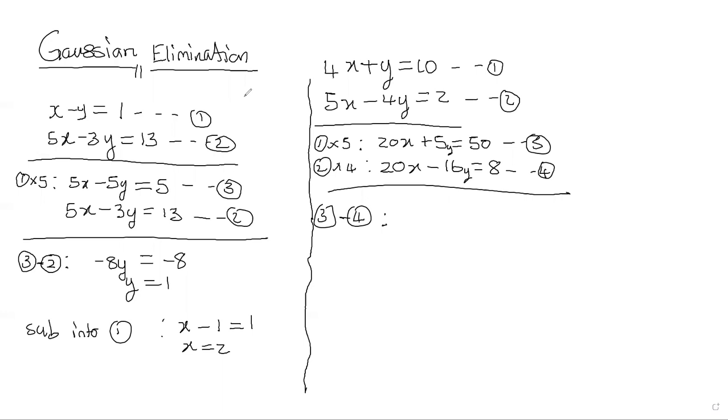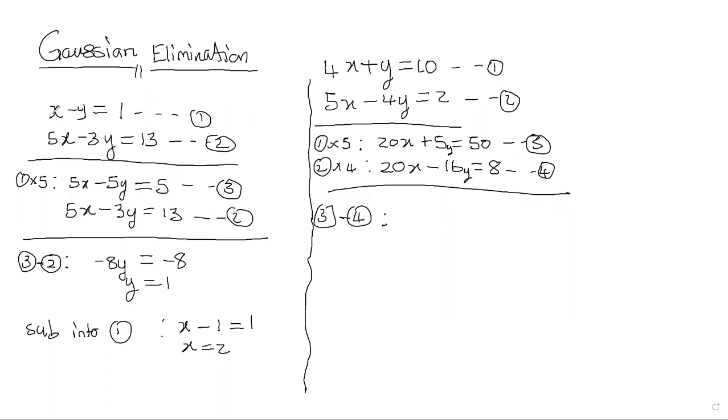So imagine we have these two equations, equation 1 and equation 2, and we're trying to solve for x and y. The easiest way of doing it is by removing one variable so that you are left with the other variable. So how can you remove one variable?